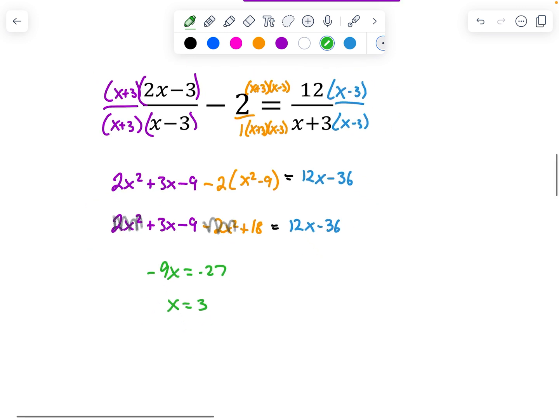But x equals 3 is actually extraneous, which means this problem has no solution because the only solution we found is extraneous.